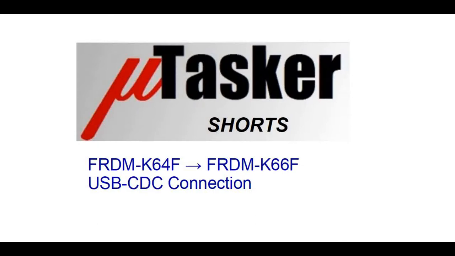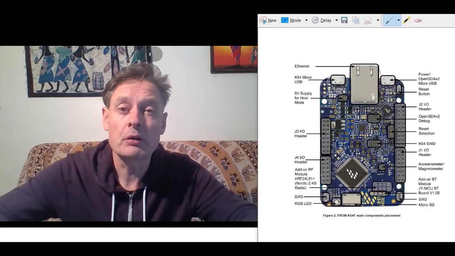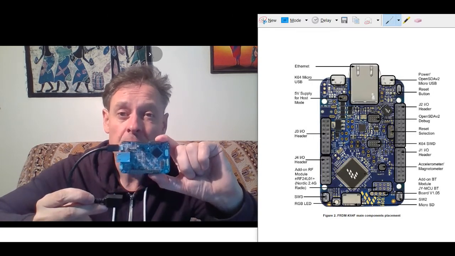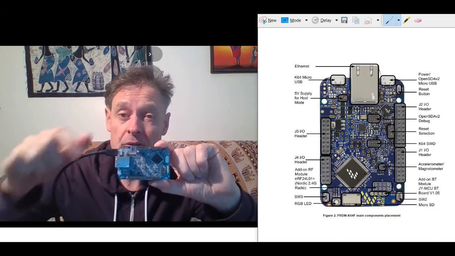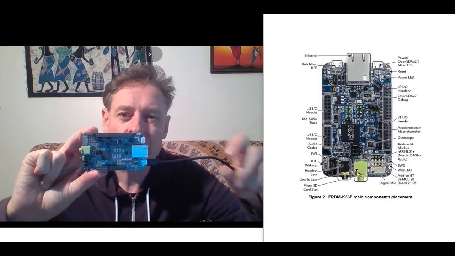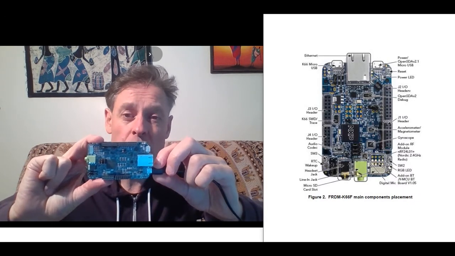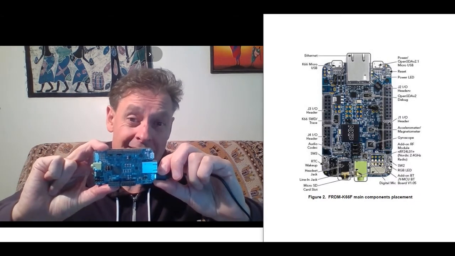In this video we'll be looking at a USB-CDC connection between two Freedom boards, the K64 and the K66. Hi, I'm Mark from the MicroTasker project. I'm going to be showing you how to take the Freedom K64 board working as a host. Note that we have J21 connected for host power supply. And this is the K66 Freedom board, which we're going to be connecting as a device.